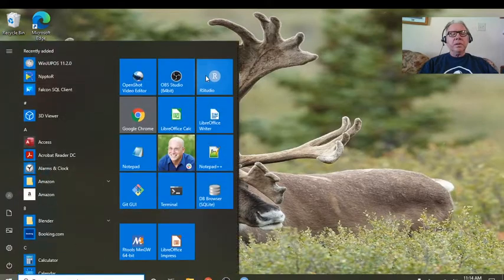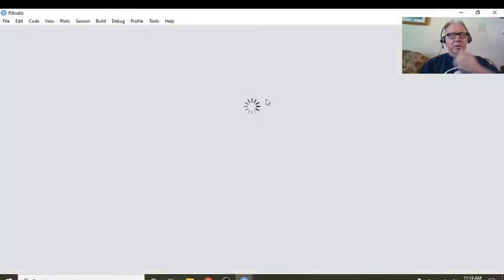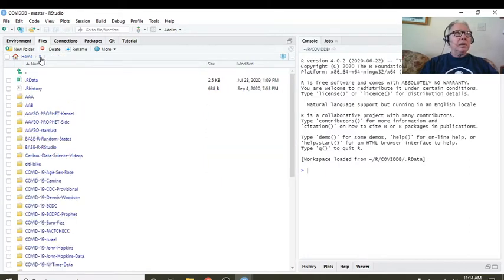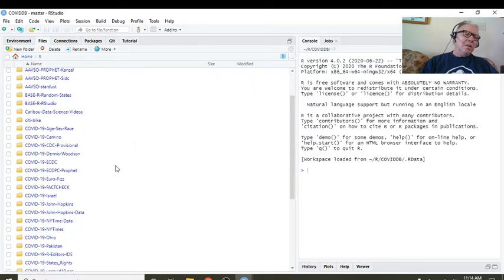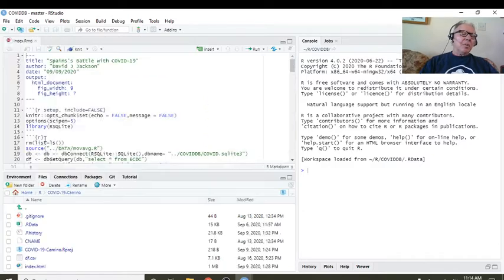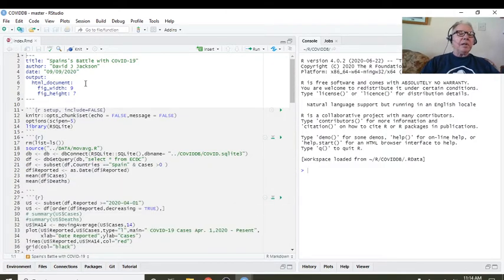Let's open up RStudio. There will be a link to both the website that this updates and to the code itself, as well as the database I used to create the report. Let's do this then.